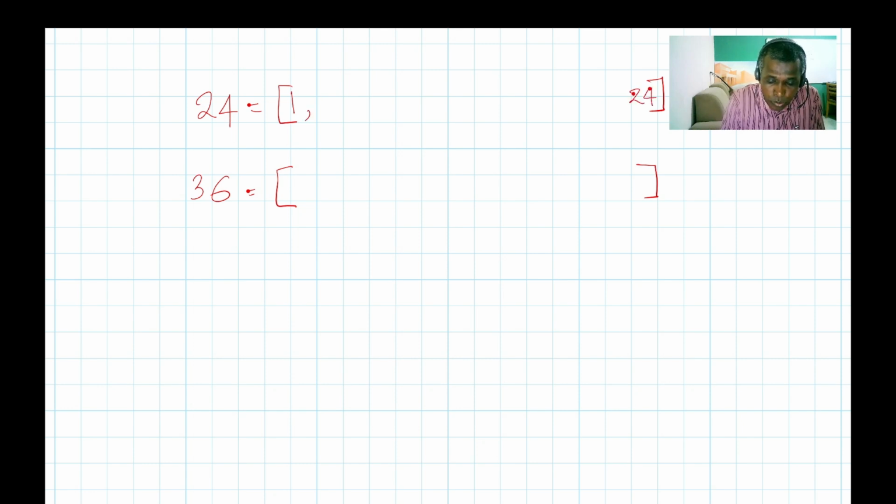Second, it is on the 2 table. 2 times 12 is 24. Third, it is coming on the 3 table. Why is it divisible by 3? 3 times something: 3 times 8 is 24.